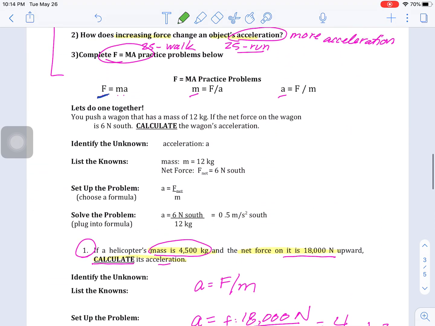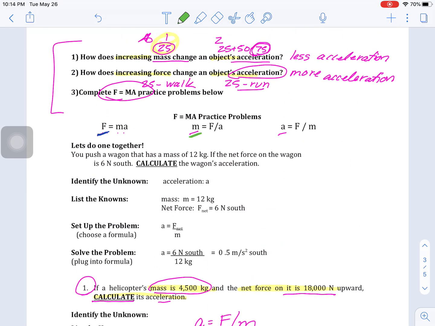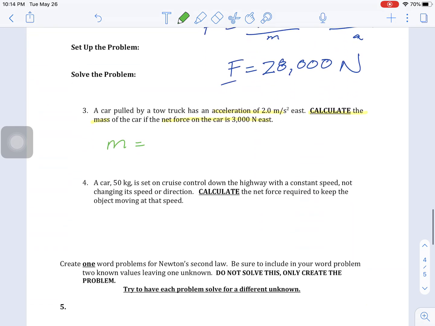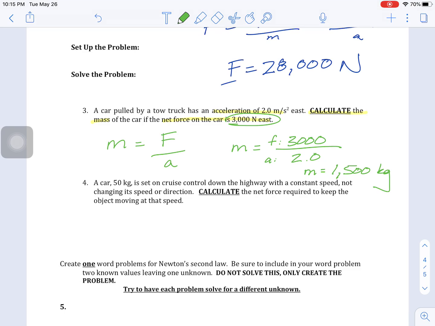Looking back at my formulas here, I need to use this guy. Force divided by acceleration. So I'm setting that up. Force divided by acceleration. Force of 3,000 and acceleration of 2.0. So again, plugging that into the calculator, I am solving out for a mass of 1,500 kilograms. Great.